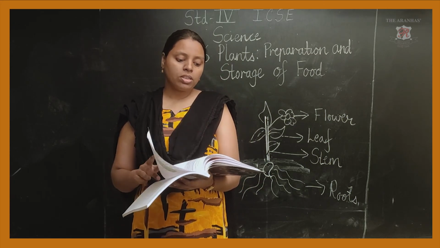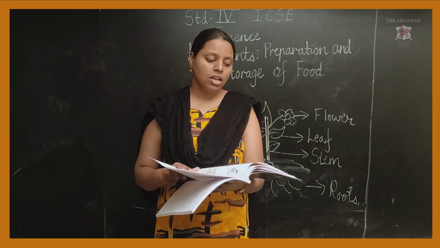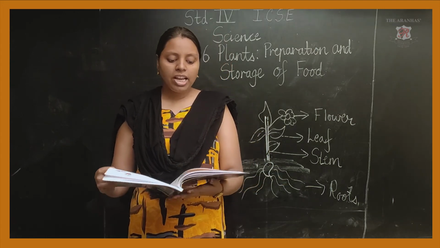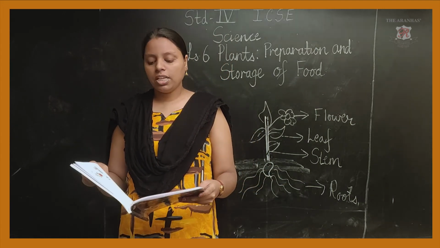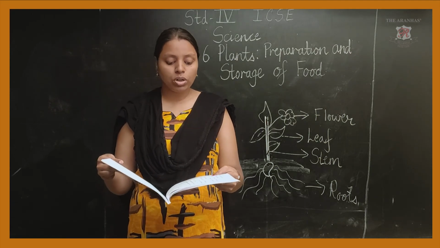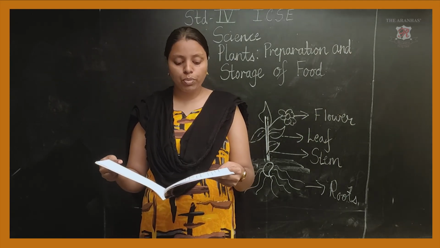What is the stomata? It's on page number 46. These are the tiny pores, tiny openings situated on the underside of the leaf, and these pores are called stomata. So various questions: what is the process of photosynthesis is a big question.